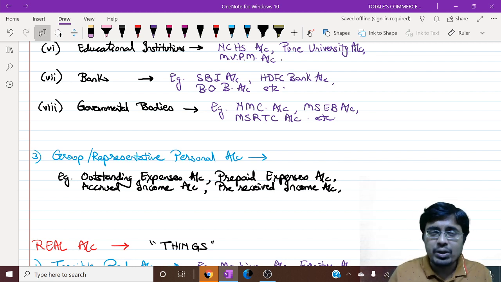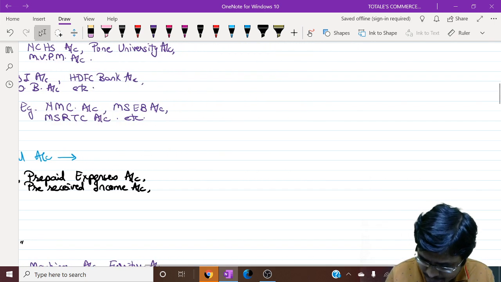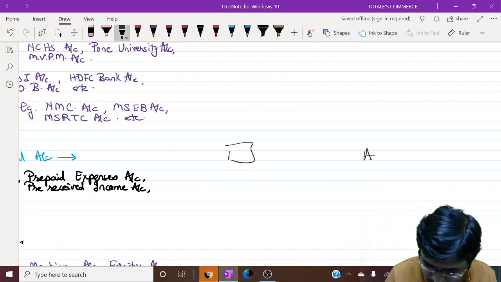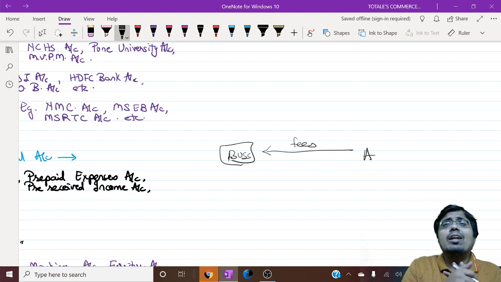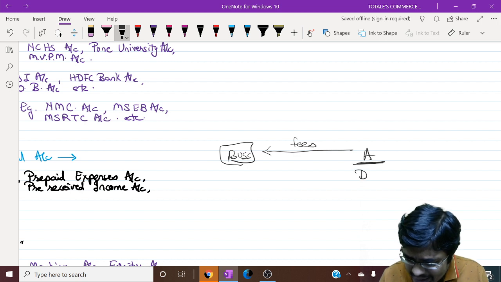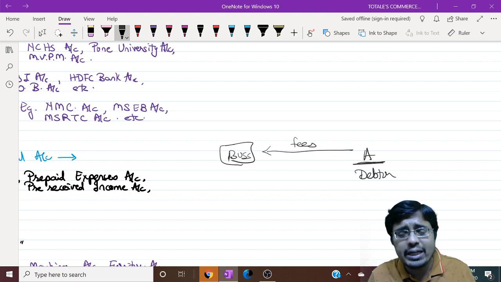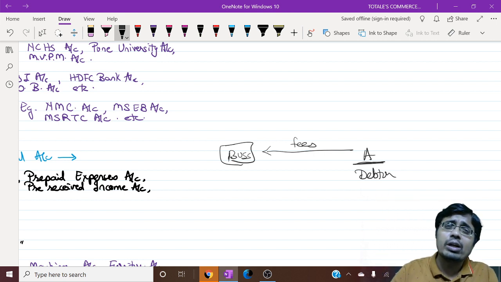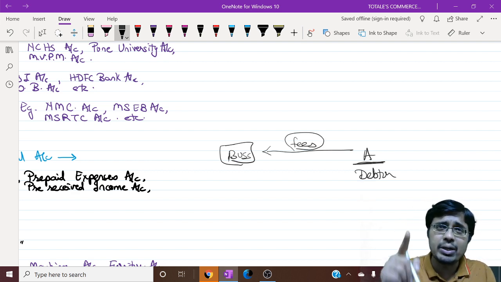Let us take, for example, I have to receive fees from Mr. A. This is Mr. A. This is the business. Business has to receive fees from Mr. A, but Mr. A right now is not in a position to pay the fees. So Mr. A becomes my debtor. Simple. Now I have to receive fees from him. He has not yet paid it, so he becomes my debtor. So now I draw his account and I have to remember for a lifetime that I have to receive fees from Mr. A. He is my debtor for fees.